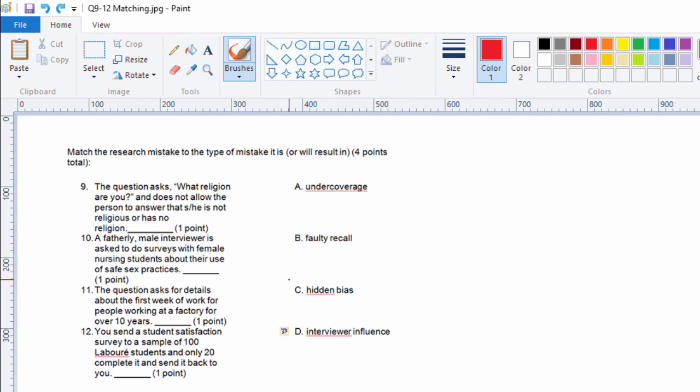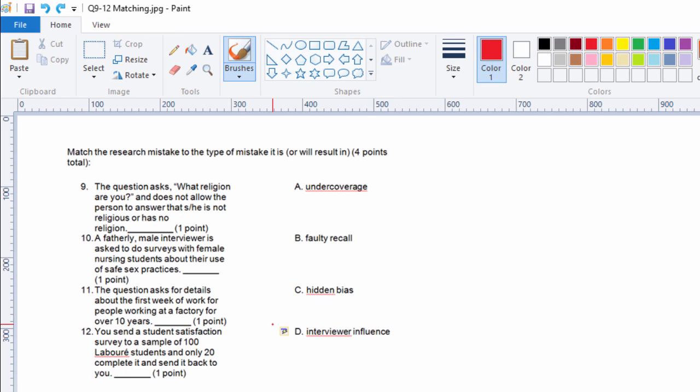A fatherly male interviewer, okay, maybe it's going to be this one, is asked to do surveys with female nursing students about their safe sex practices. So yeah, you can see the choice of interviewer is unfortunate here and might influence the answers. So that's possible to have interviewer influence.